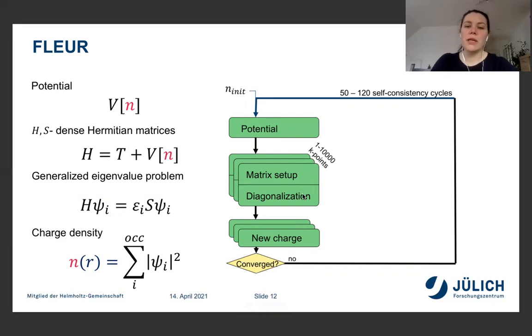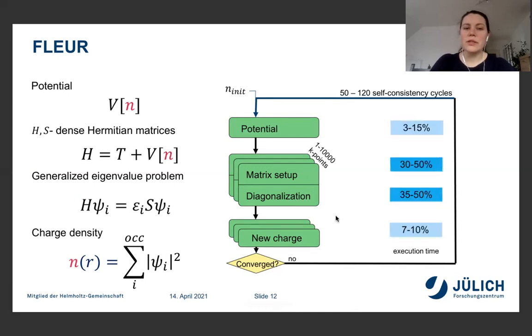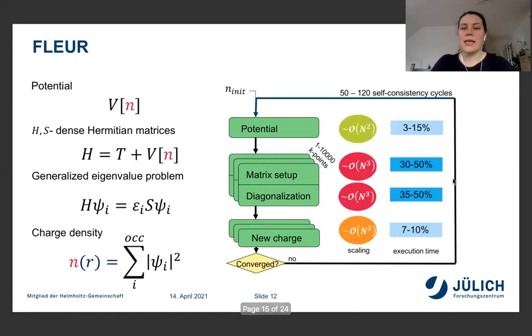These 4 parts of the code are very different algorithmically. They scale differently, but the time consumption also differs a bit from system to system. But usually the matrix setup and diagonalization are the most computationally heavy. They can take up to half of the execution time. The scaling is also different. The potential scales quadratically with the system size, and the remaining 3 scale cubically.